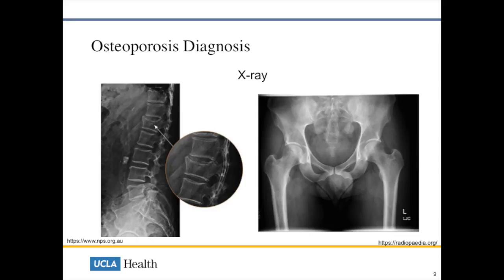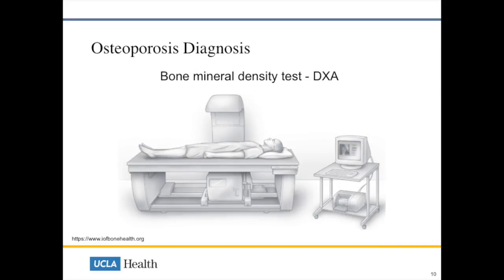X-rays, which produce images of the bone, are used to see if there is a fracture, but they do not tell us anything about bone density. Bone mineral density tests are necessary in order to diagnose osteoporosis. The most common type of bone mineral density test is DXA, which stands for Dual Energy X-ray Absorptiometry. It measures bone density at the hip and spine.